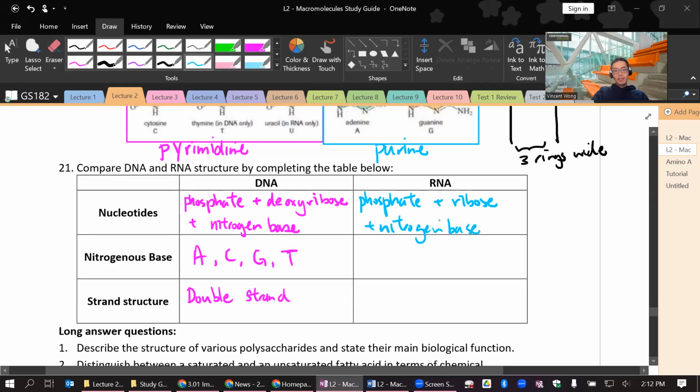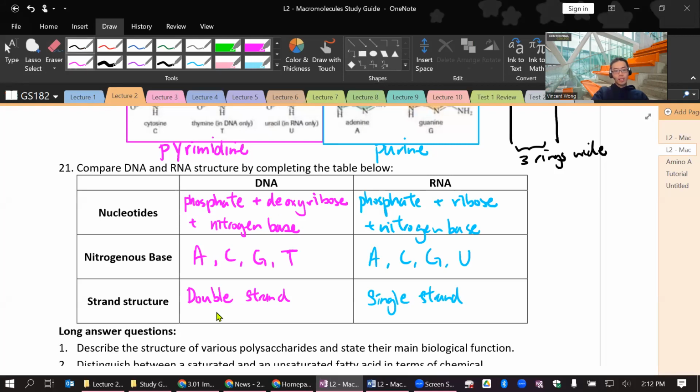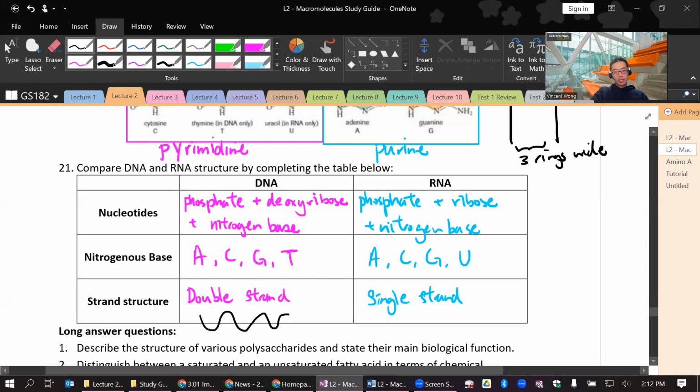And nitrogen base. And we have A, C, G, or U. So no thymine. It is being replaced by uracil. And this is a single strand. Okay, so DNA, you've probably seen this before. It is two strands that are twisted together, forms like a twisted ladder. But for RNA, it's just a single strand with the base on the side. Okay, like that.